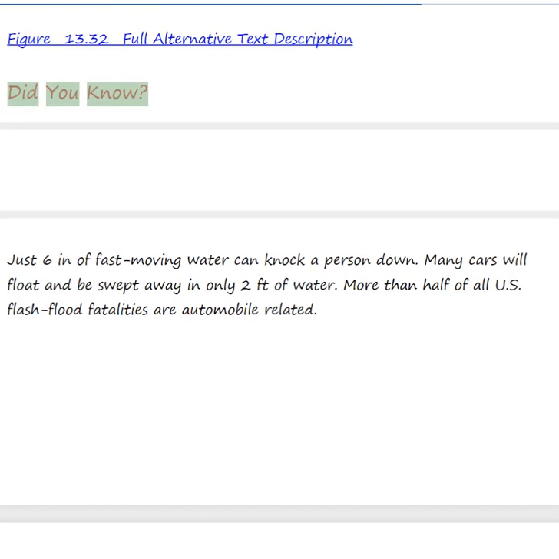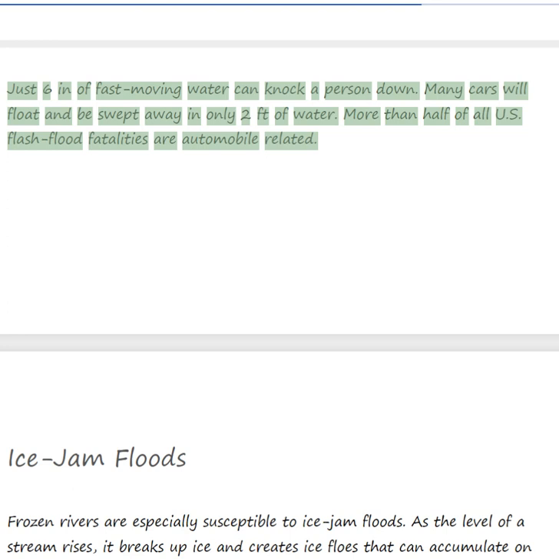Did you know? Just 6 in of fast-moving water can knock a person down. Many cars will float and be swept away in only 2 feet of water. More than half of all U.S. flash flood fatalities are automobile-related.